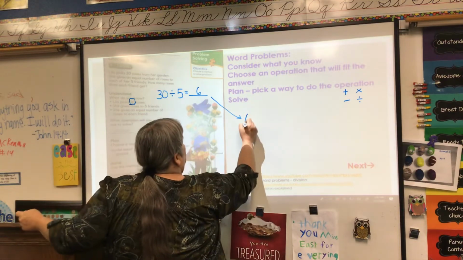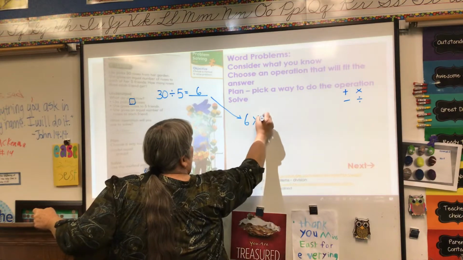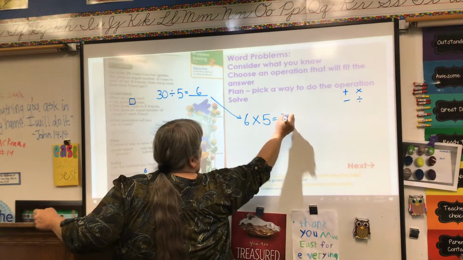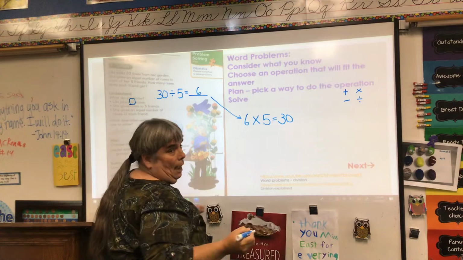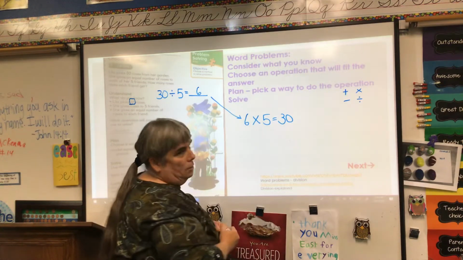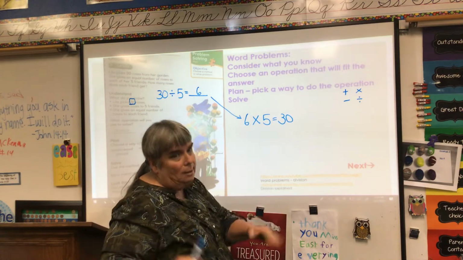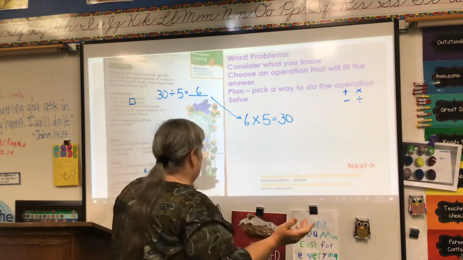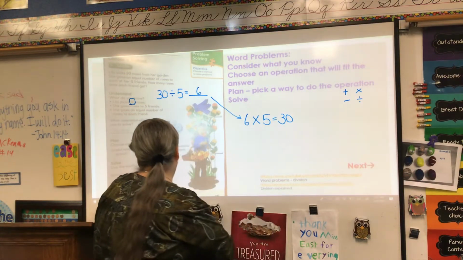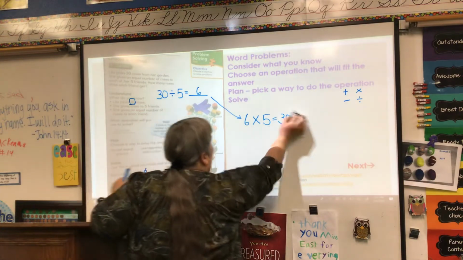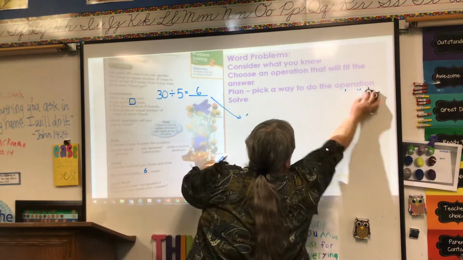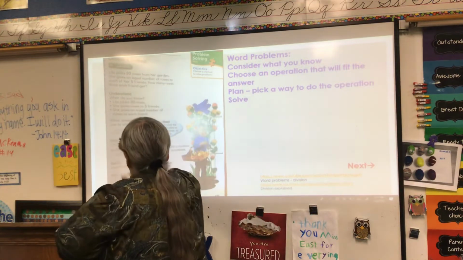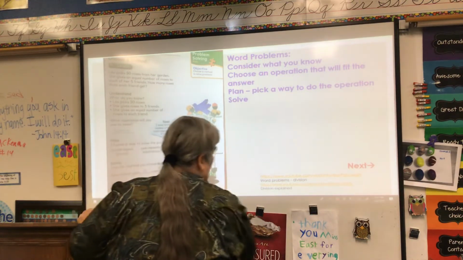So I'm going to say, does 6 times 5 equal 30? There's my question. And I happen to know my 5 times tables, and we just skip counted. 5 times 6, 6 times 5 is 30. So that's how I chose to check. Okay, don't forget, operation just means add, subtract, multiply, or divide, whichever you choose.